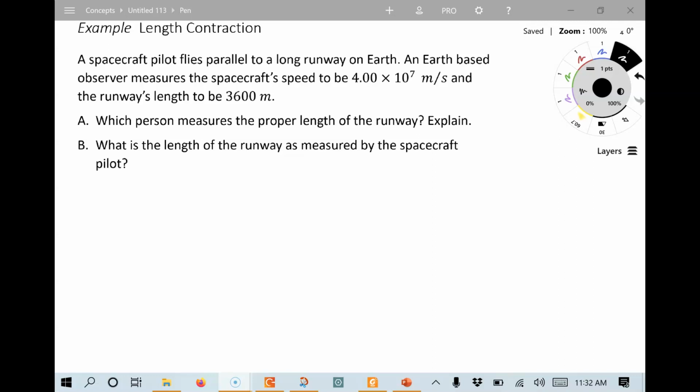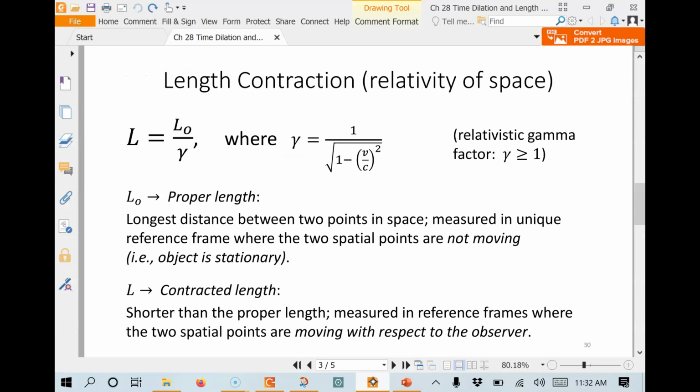Question A asks, which person measures the proper length of the runway? Explain. When we're dealing with length contraction, we've got a simple equation here. I've used gamma instead of writing the entire long mathematical expression, but it's the same thing the book does. To determine who measures the proper length L0, it's measured in the unique reference frame where the two spatial points are not moving. The two points that define the length of the runway are its two ends, so we need the observer who measures those two points as stationary.